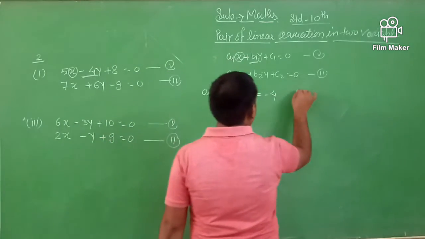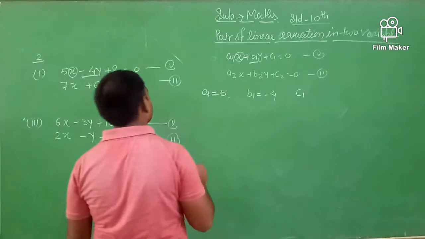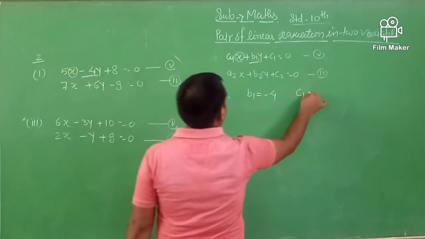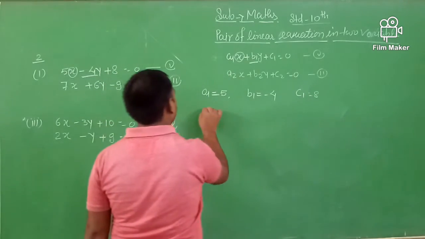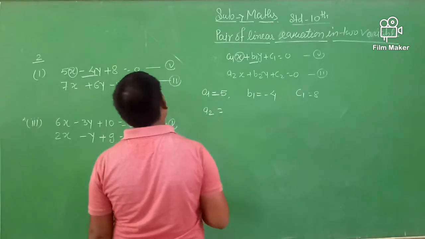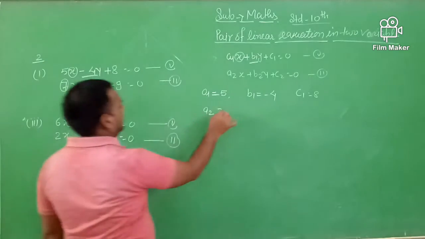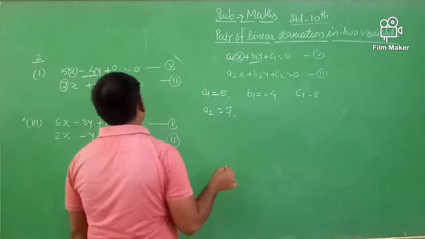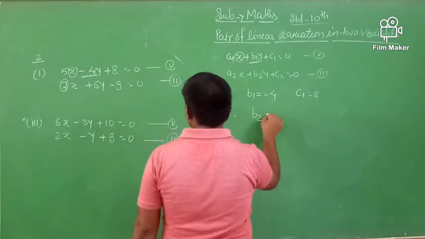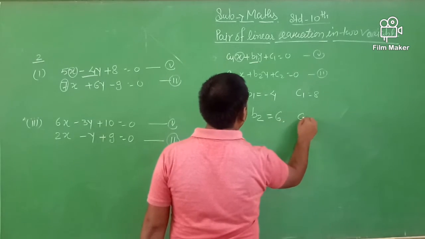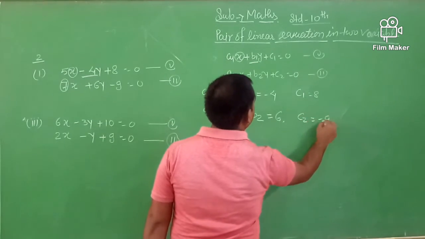Third, c1, and here c1 is equal to 8. Then a2 is the multiple of x in the second equation, it is 7. Then b2 is equal to 6 and c2 is equal to minus 9.